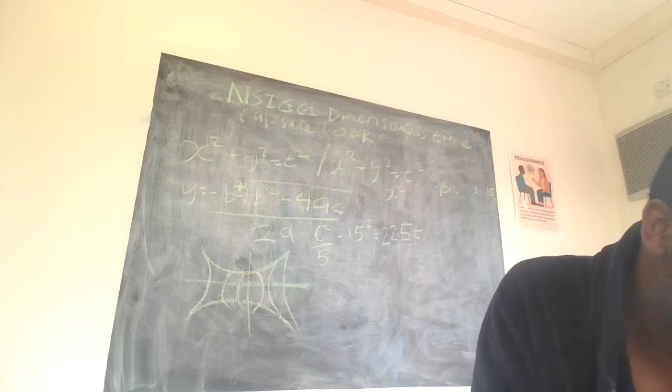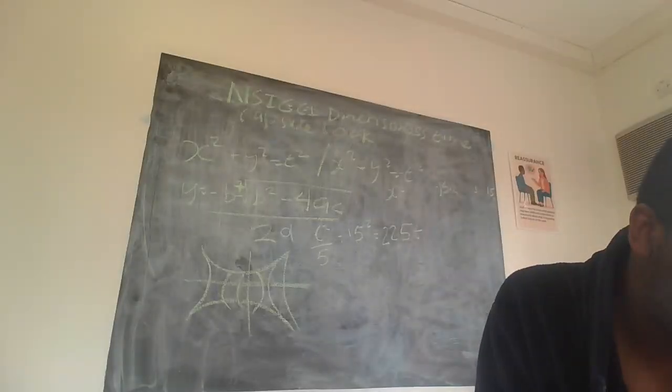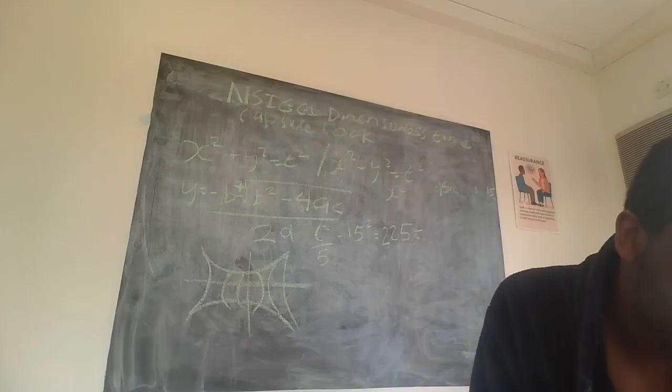1, 4, 9, 16, 25, 36, 49, 64, 81, 100, 121, which is 11 times 11, 144, and 13 times 13 is 169. And what is 14 times 14? It's 196, and 15 times 15 is 225.